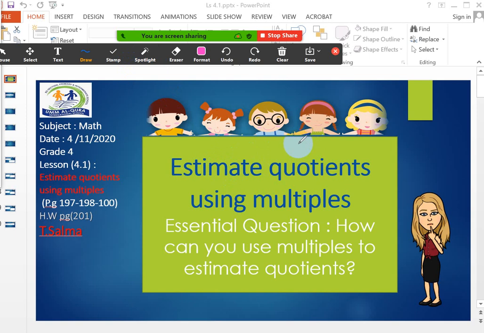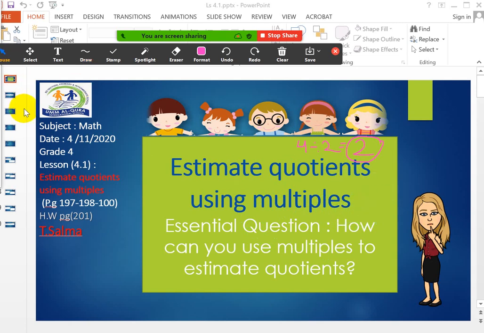Quotient is the answer for division. So when I divide, for example, 4 divided by 2 equals what? Which number will I multiply with 2 to give me 4? It's of course 2. So 4 divided by 2 equals 2. We name 2 the quotient. So quotient is the answer for division. In this lesson, we will start with how to divide numbers. But the first thing, I want to estimate the quotient. That means I will guess the answer for division. Today we will use multiples to estimate the quotient.